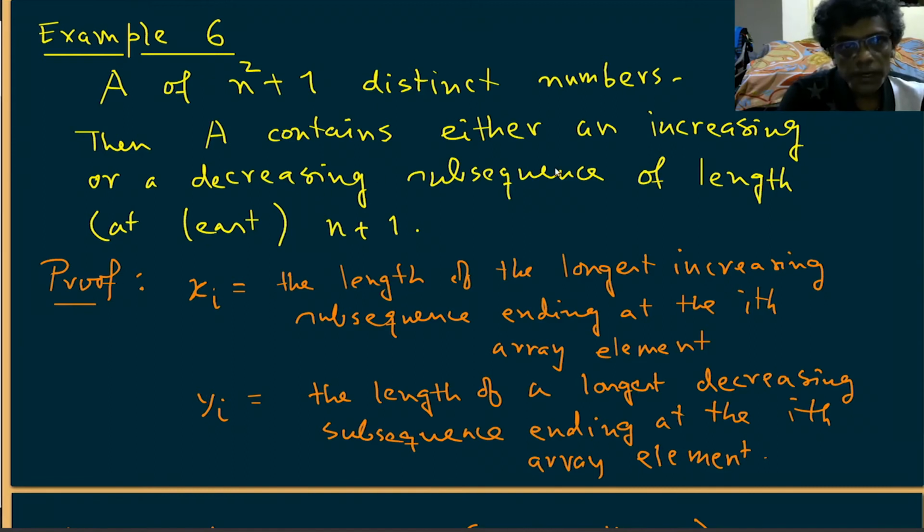So if no increasing or decreasing subsequence of length n plus 1 or more can be found, each xi has to be less than n plus 1, that is less than or equal to n, and each yi should also be less than or equal to n. But every single element sequence is increasing or decreasing, therefore each xi is at least 1, each yi is at least 1.